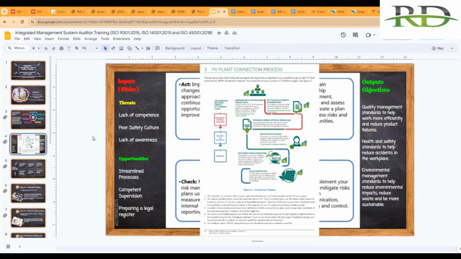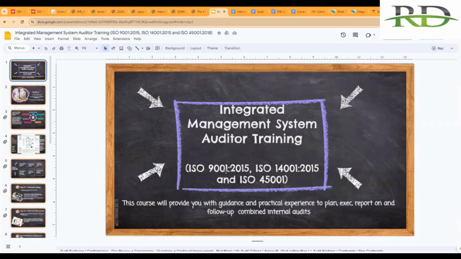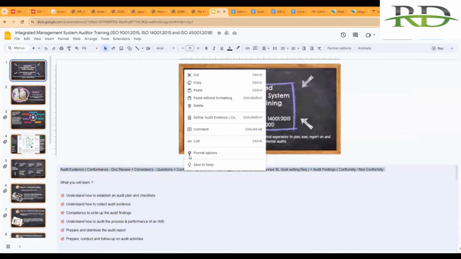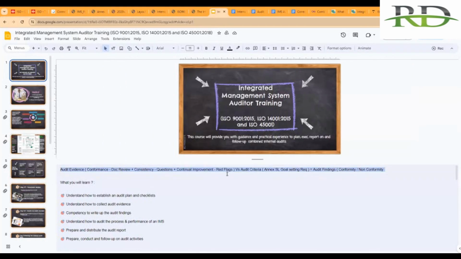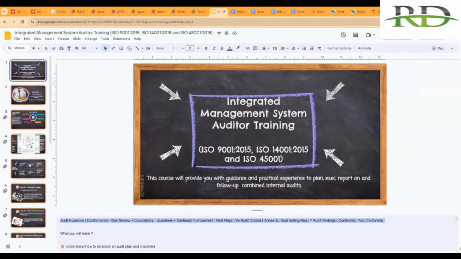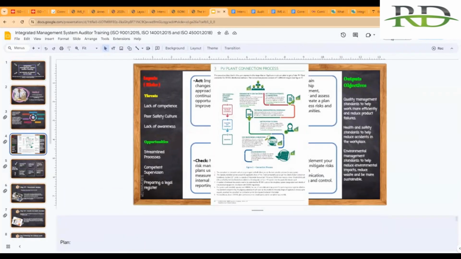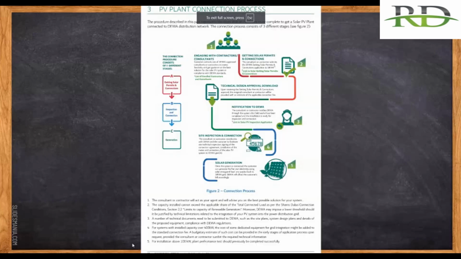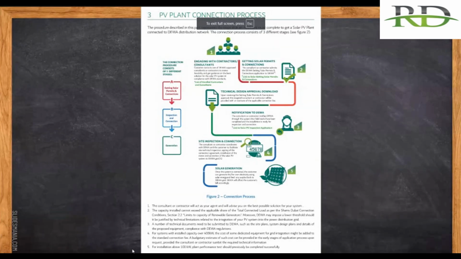So in this webinar, all I'm going to do, ladies and gentlemen, I have a simple task here. I'm going to show you which questions to ask, which documents to review, what are the red flags to look for, so that you can also determine the capability of an organization to achieve its intended outcomes. So that is basically all you need to do when you are conducting an IMS audit.